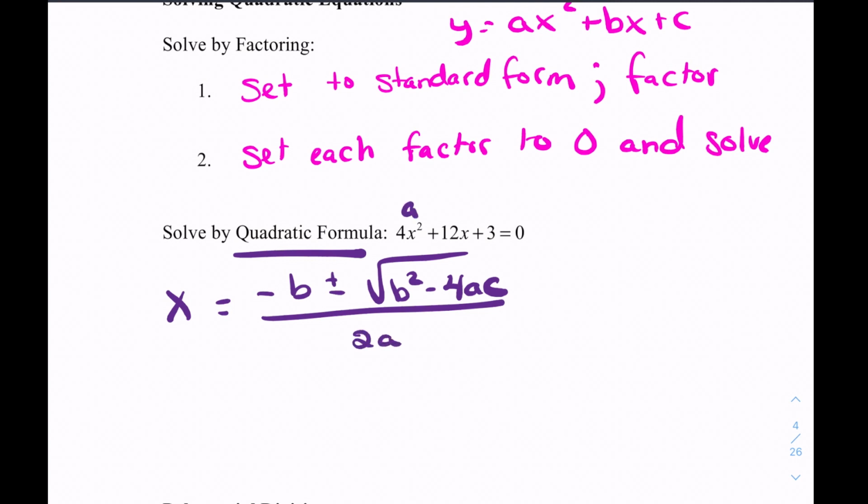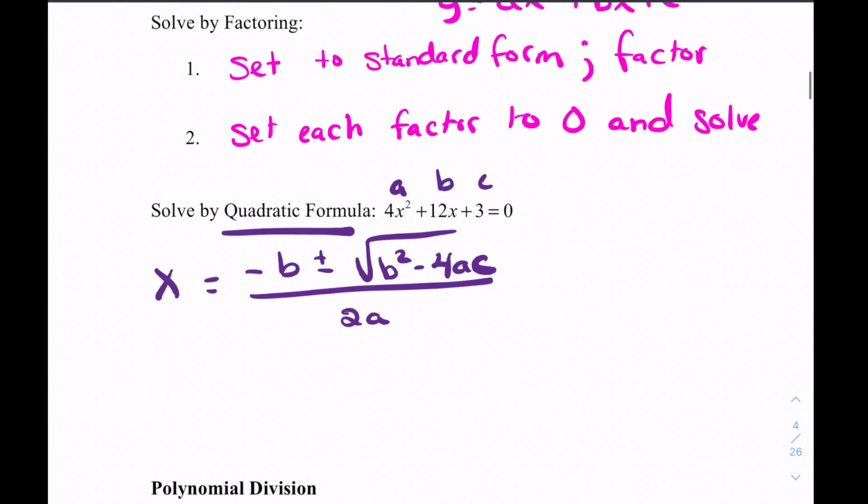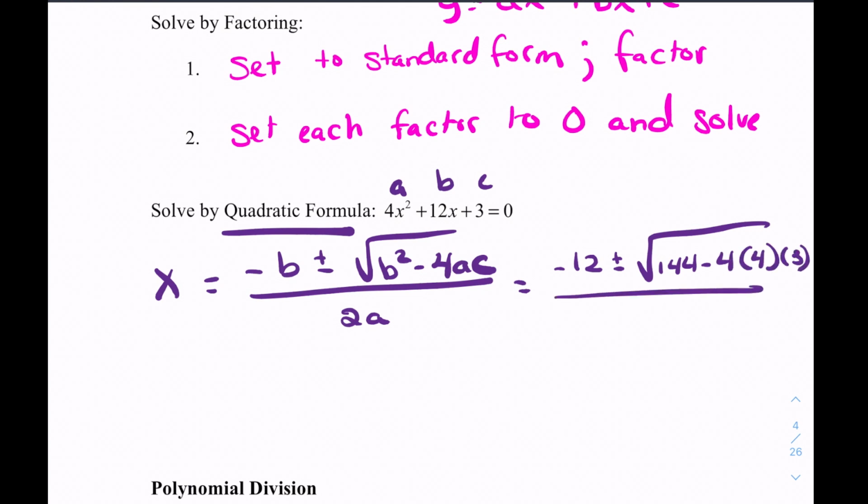Now we have our a term, which is the coefficient in front of the x squared, the b, which is the number in front of the x, and our c is our constant term. We're solving for x-intercepts. So we take the opposite of b, so negative 12, plus or minus the square root, 12 squared, minus 4 times 4 times 3, all over 2 times 4.